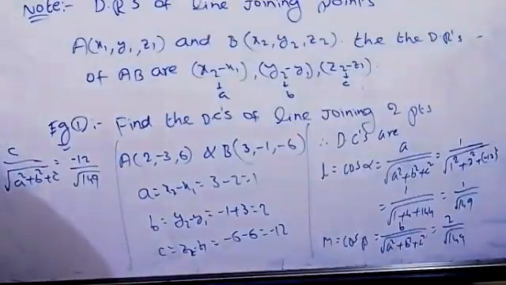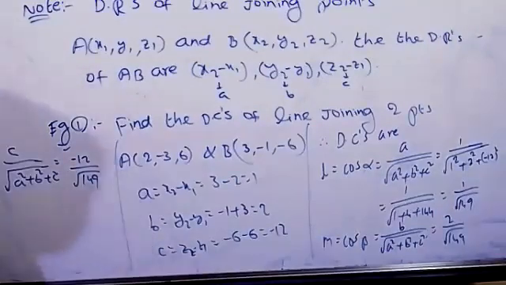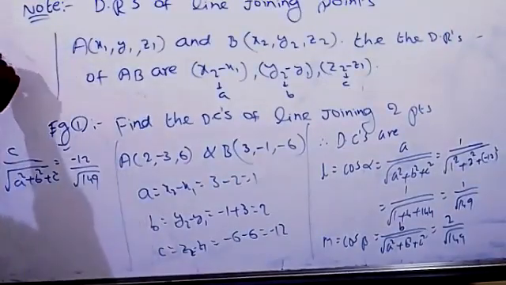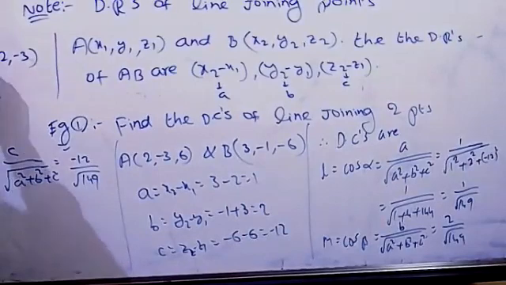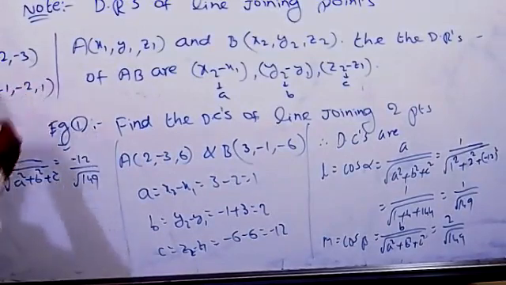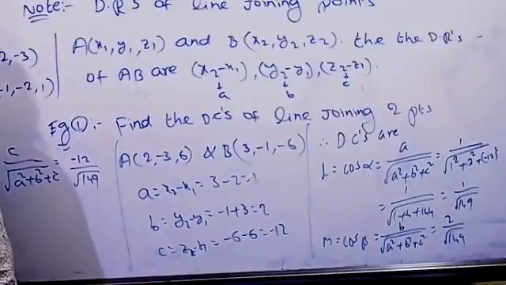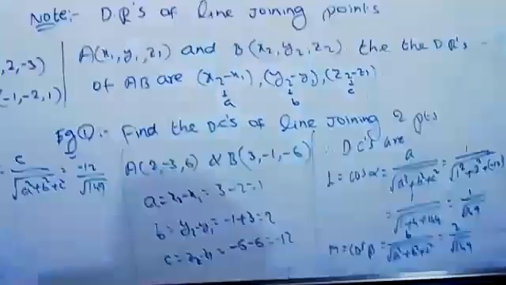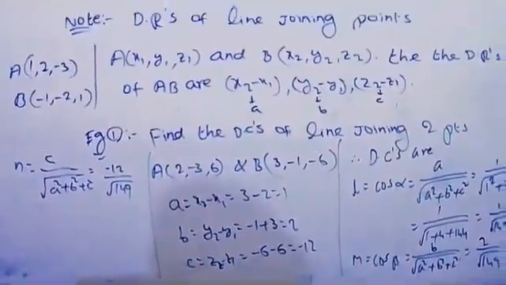Yes, point A is 1 comma 2 comma minus 3. This is the point A. And point B is minus 1 comma minus 2 comma 1. Do this one now. If you got the answer perfectly, then we are going to the next concept. It means the same thing, direction cosines only.